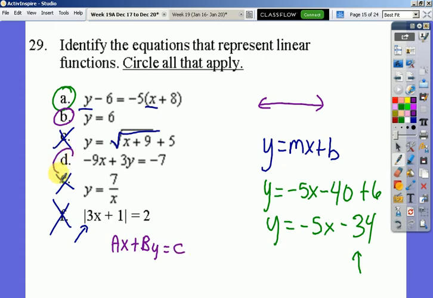So when you're watching this video back, make sure you know the differences between all three types. You have horizontal and vertical lines, which are linear. You have y equals mx plus b, which is slope-intercept form. And you have standard form. The rest of these don't work. E doesn't work because you have an x in the denominator. F doesn't work because you have absolute value. And C doesn't work because you have a radical. Have any questions on that? Okay, great.